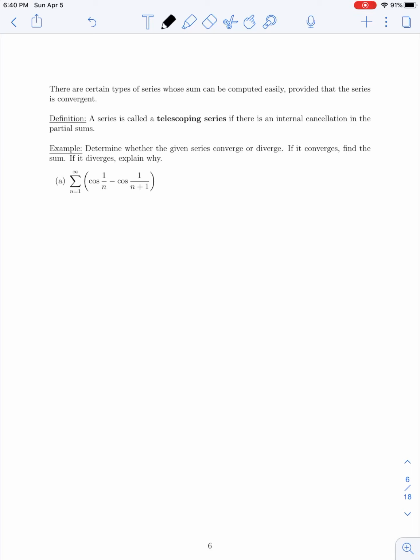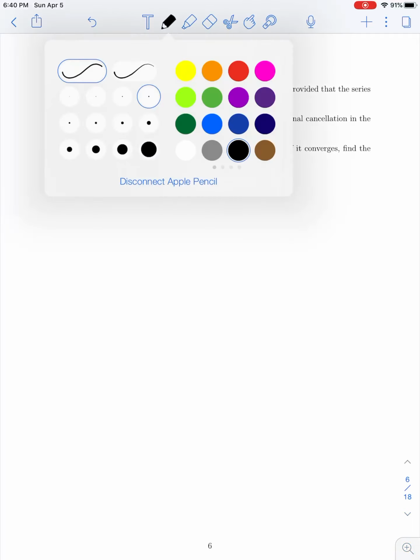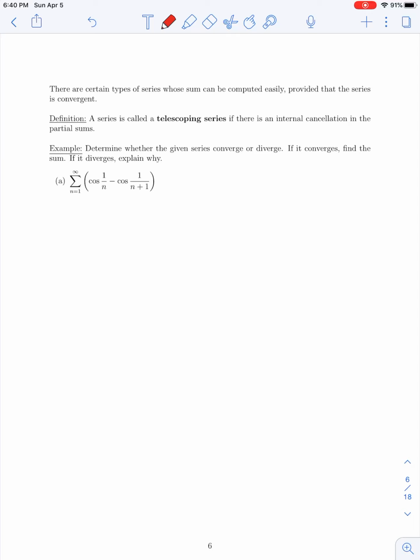And the first one that we're going to talk about is what's called a telescoping series. So here I will start by defining what is a telescoping series. So here is our definition. A series is said to be a telescoping series if there is some internal cancellation in the partial sums. So that definition seems a little bit tricky. What do you mean by an internal cancellation in the partial sums? Well, let's look at some examples of telescoping series, and I think that helps explain the definition.